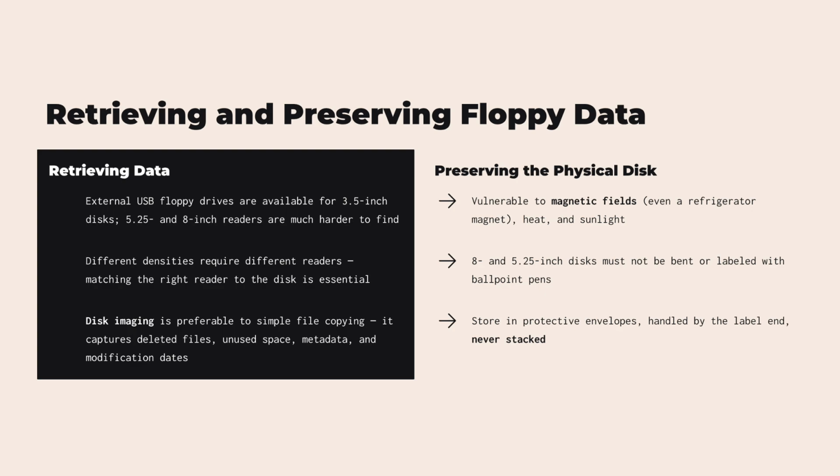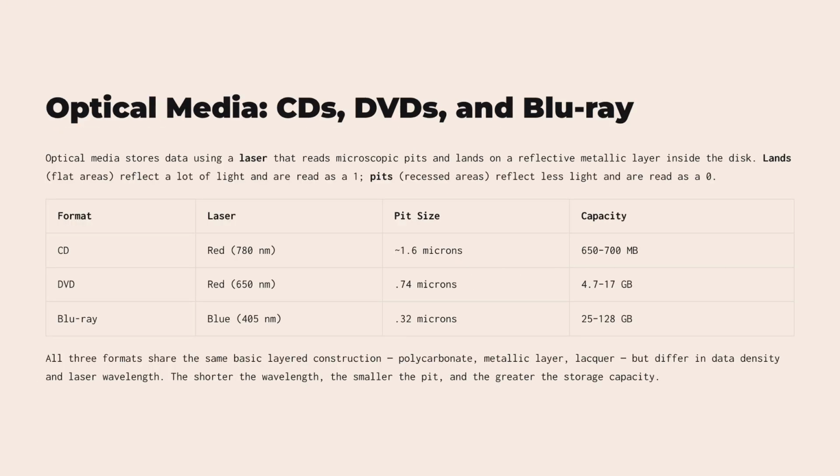For physical preservation, floppy disks are vulnerable to magnetic fields. Even a refrigerator magnet can damage data. They are sensitive to heat and sunlight. The 8 and 5.25-inch versions are particularly fragile. Do not bend them, do not stack them, do not label them with ballpoint pens. Felt tip markers only.